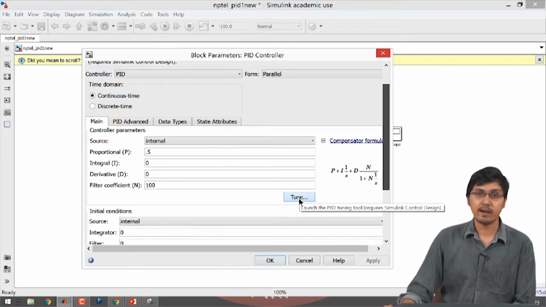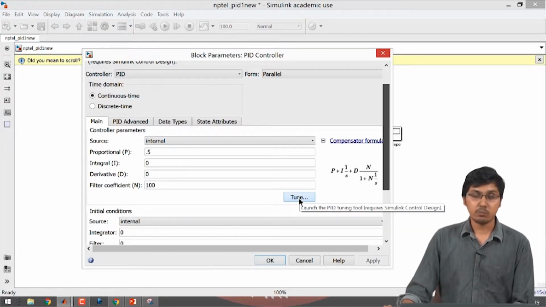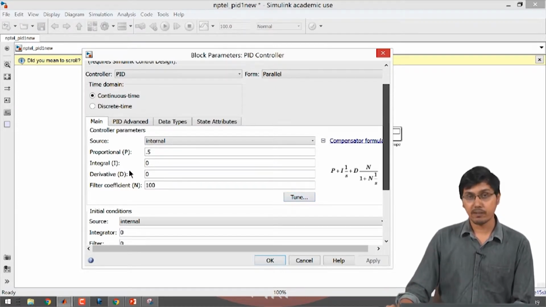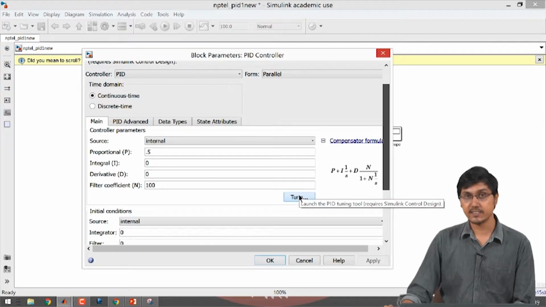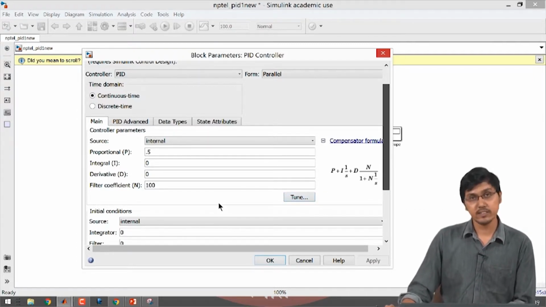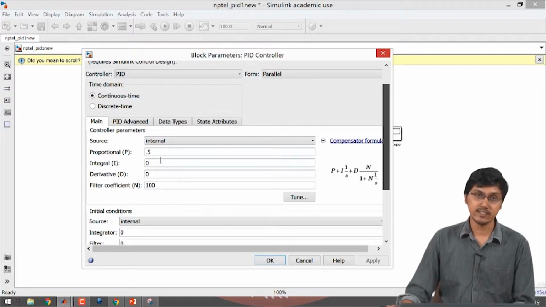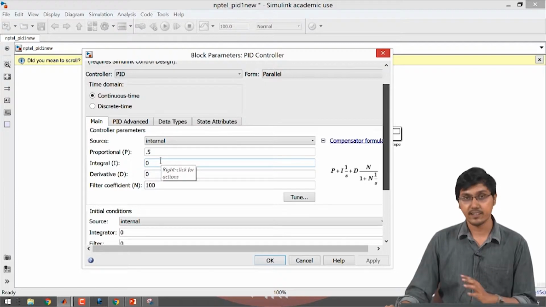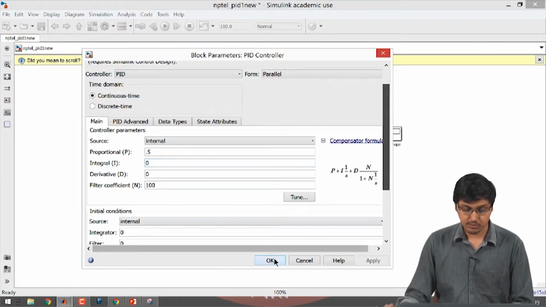This will open MATLAB's PID tuner blocks, which you can use for automatically tuning, getting the values of Kp, Ki and Kd. But for now we are not interested in tuning the controller. What we are going to do in this lecture is just change these values and see what things change, to get an understanding of it. It is just like a game that we are going to do now.